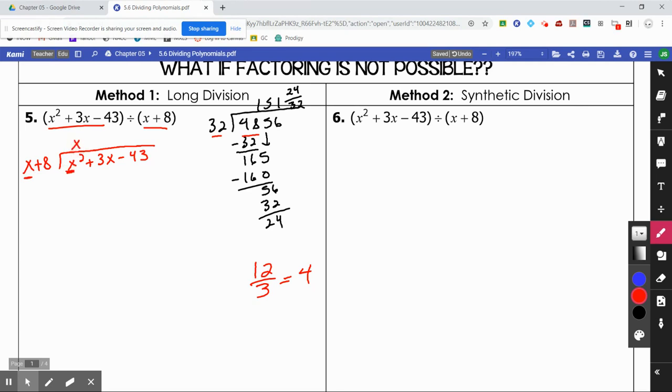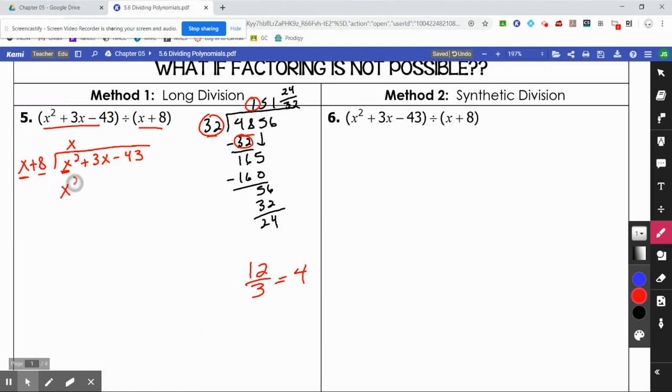x. Now you take this x and you multiply it by both of these, the same way you took the 1 and multiplied it by the 32 to give you the 32. X times x is x squared. X times 8 is 8x. What do you do now? You subtract. If you do this correctly, the first terms should always cancel, and you have 3x minus, you've got to subtract it all, 8x, that's a negative 5x.